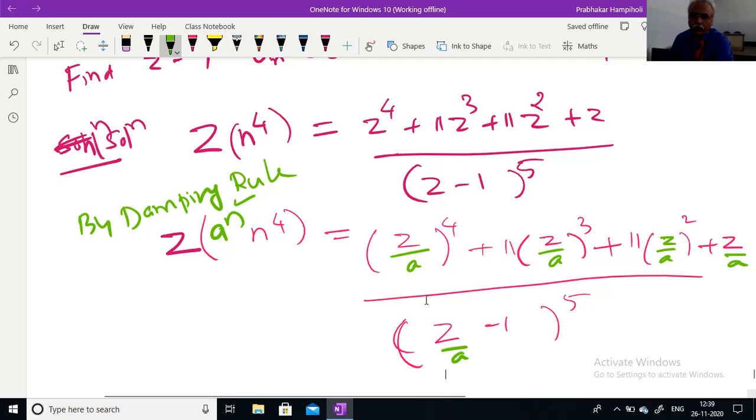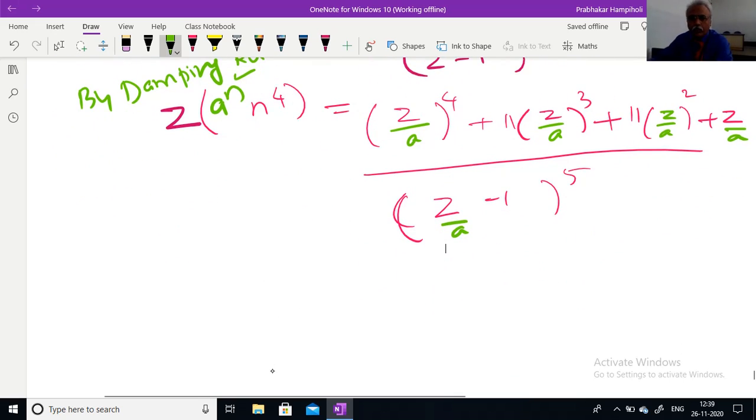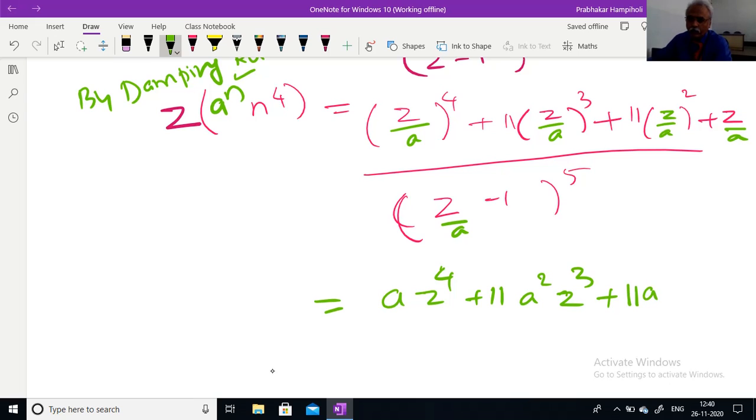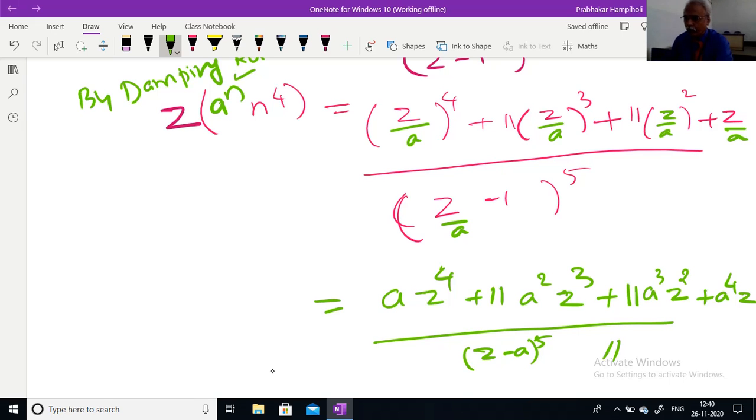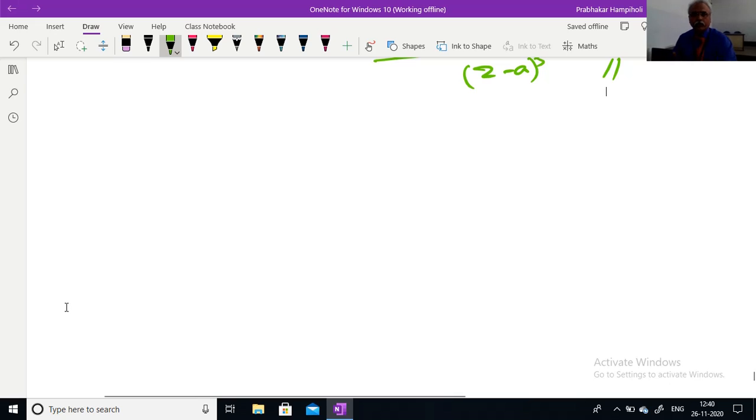Of course the simplification is very similar to whatever simplification was done previously. A raised to 5, if you take up, you can very easily imagine a z raised to 4, 11 a square z cube, of course, powers 1 plus 4, 5, 2 plus 3, 5. Combining the powers of a and z, it is 5 everywhere. Just for the sake of remembering, a cube z square plus a raised to 4 z whole divided by z minus a raised to 5 becomes the simplification. Of course, many more applications we can do.